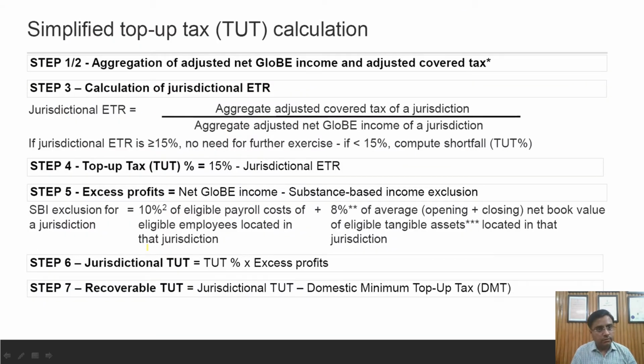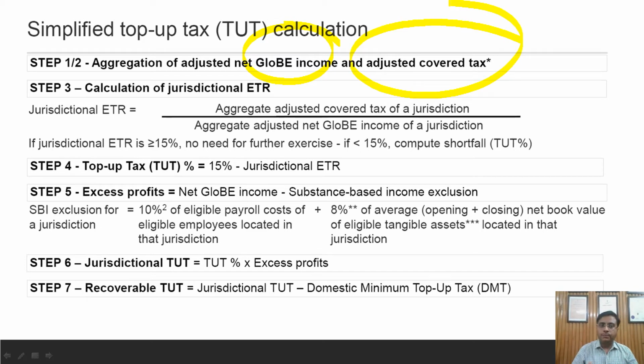In this step-by-step manner we understand the top-up tax calculation. Step 1: aggregation of adjusted global income and adjusted covered tax. We need to calculate the jurisdictional ETR. So what is the percentage? If ETR is more than 15%, then no need to test further. You are already following the global rule. If it falls below 15%, then top-up tax is applicable. Top-up tax is equal to 15% minus the lower jurisdictional ETR.